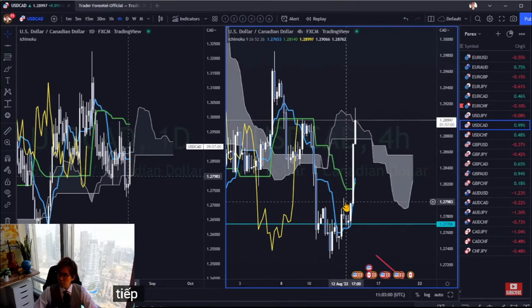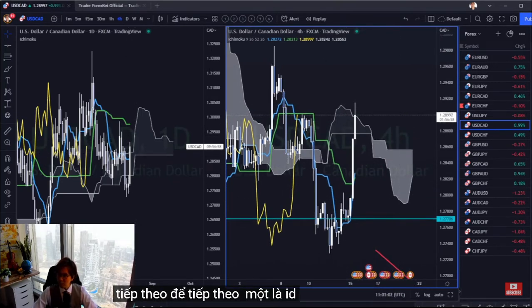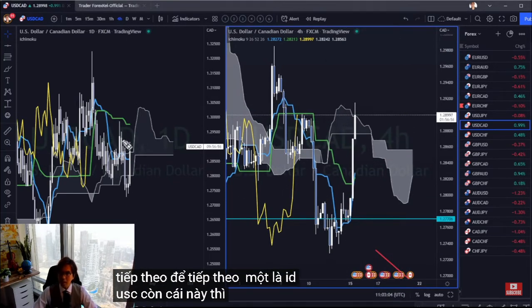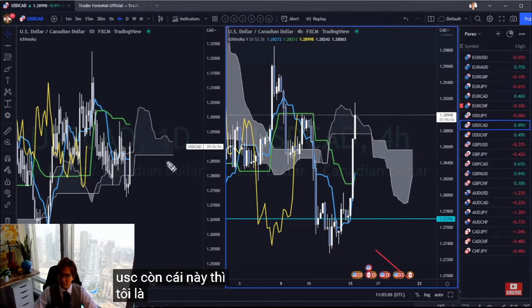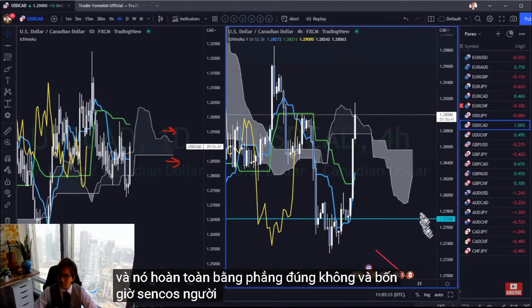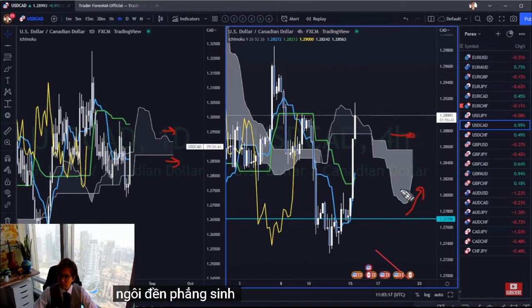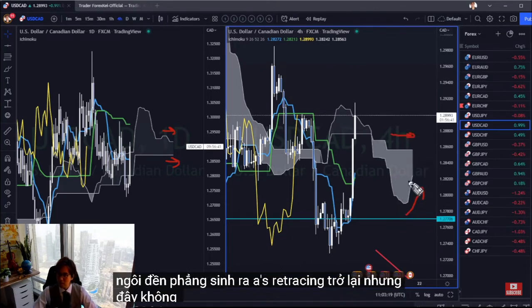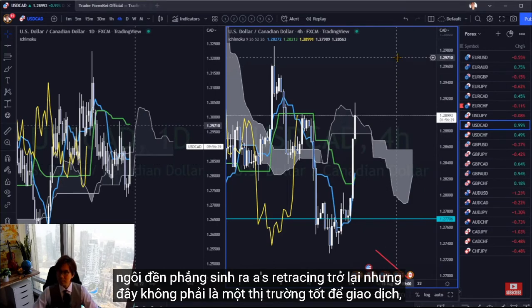So next one is a USDCAD. What about this one? USDCAD, daily Kumo is flat, Senko span B and A flat, and it's completely flat, right? And 4-hour Senko span A is up, but Senko span B flat, Senko span A is retracing back. So this is not a good market to trade. So I skip.